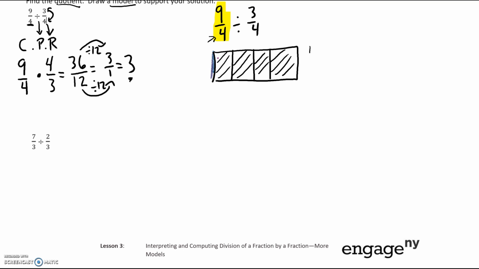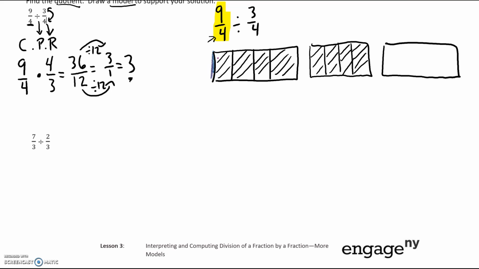So that means I have to make another whole. So here's another whole. And again, that 4 tells me I break it up into 4 pieces for the denominator. So I have 4 pieces already, so here's 5 pieces shaded, 6, 7, 8, and I still have to make another because I only have 8 and I have to have 9. So here's my next whole, broken up into 4 because that's my denominator, and I shade in 9 total pieces. So I have 1, 2, 3, 4, 5, 6, 7, 8, 9.